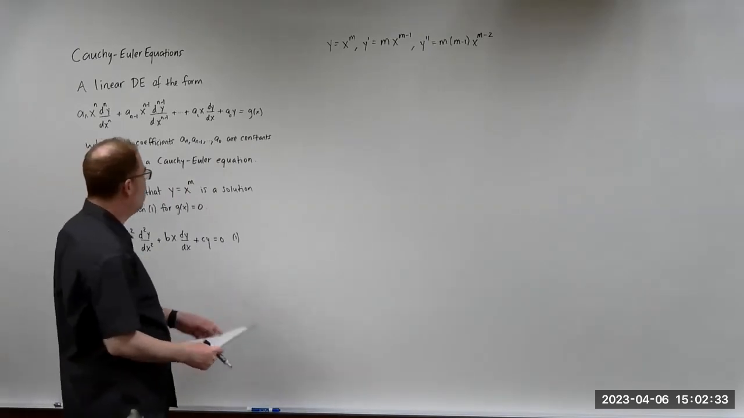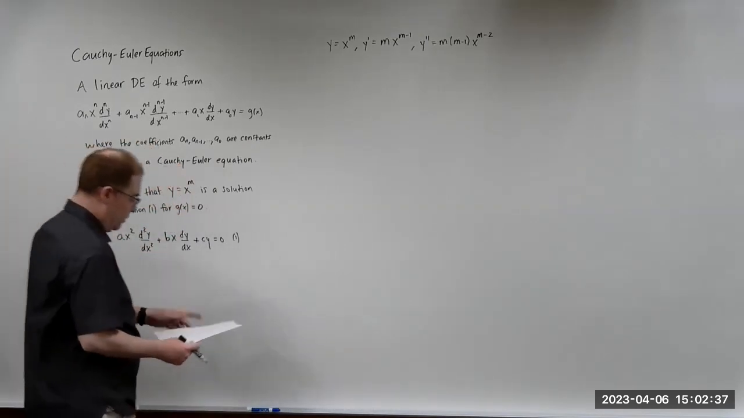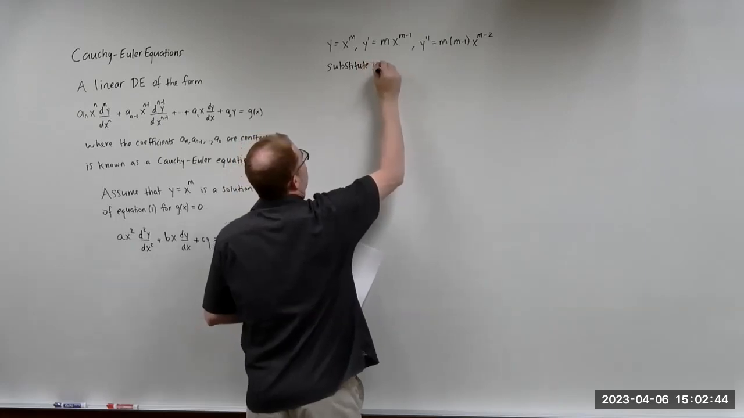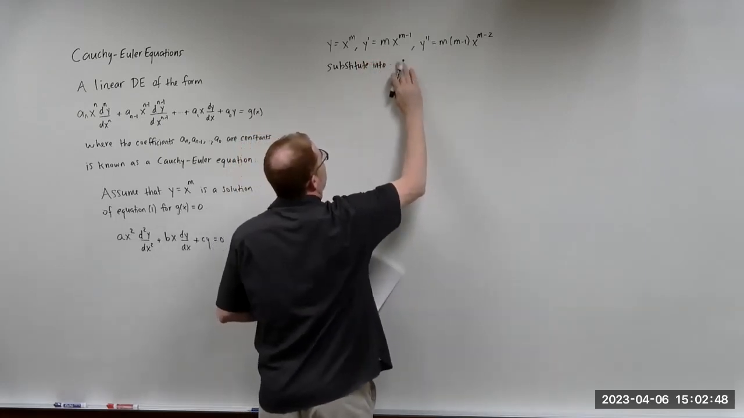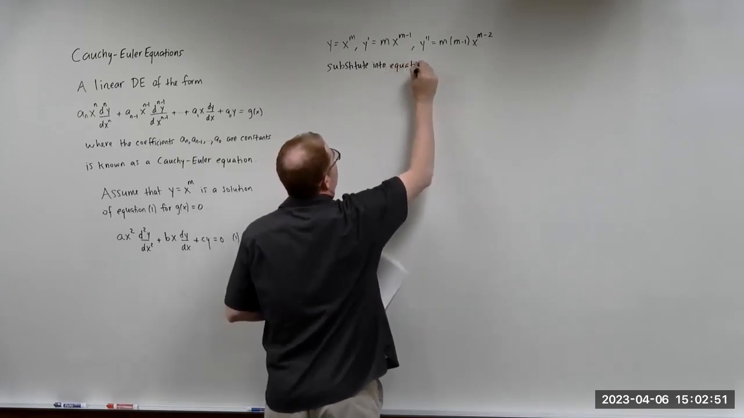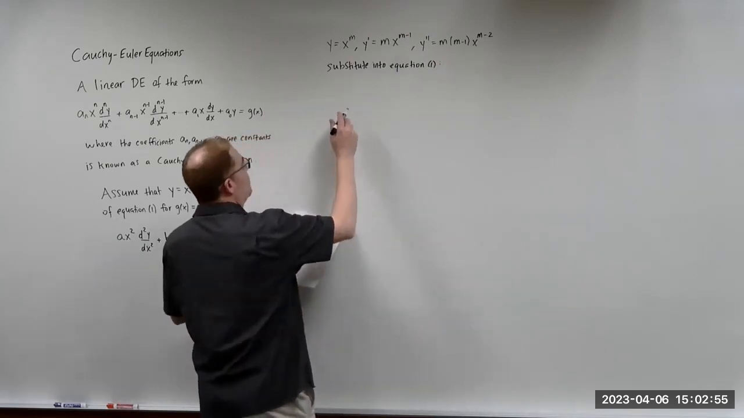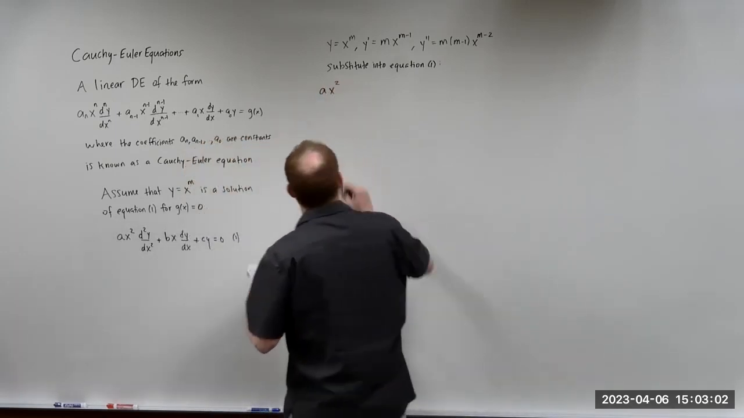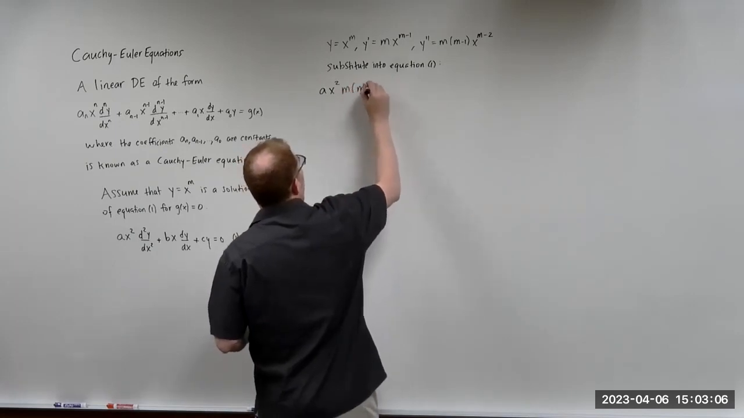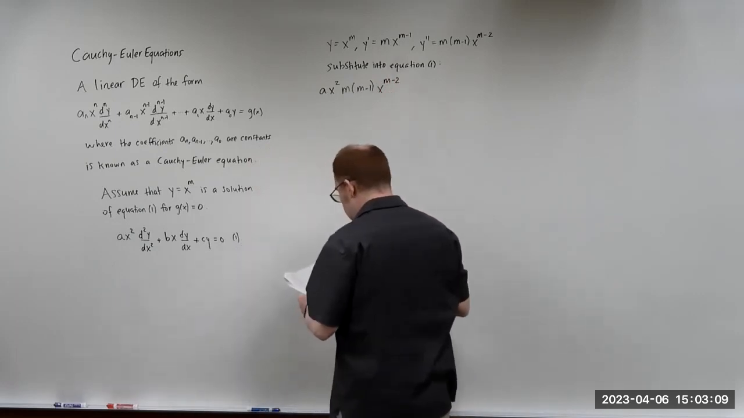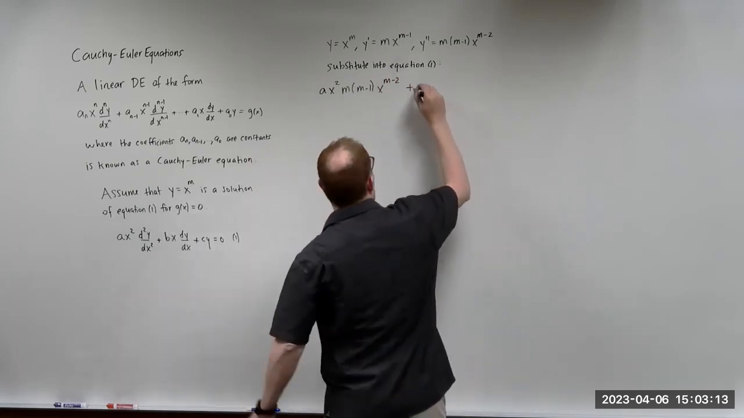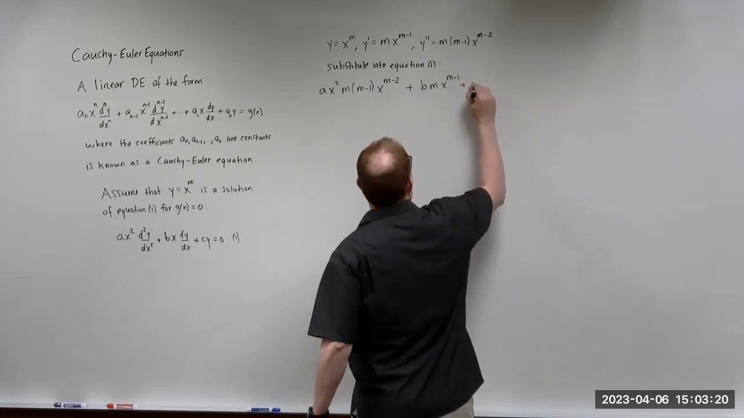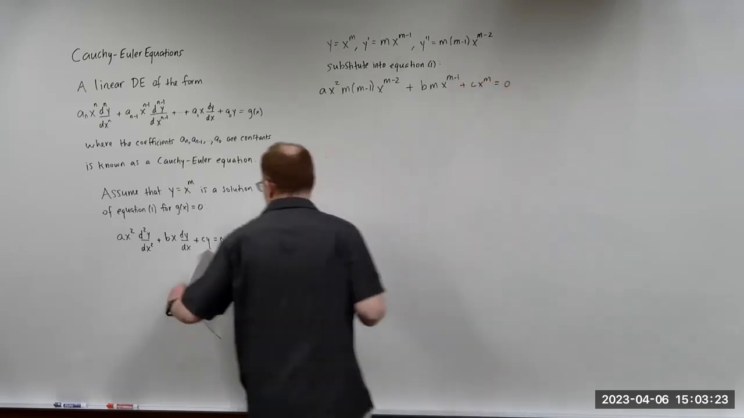So now we're going to substitute those into here. All right, so let's do that. We're going to get a times x squared times m times m minus 1 times x to the power m minus 2 plus b times x times m times x to the m minus 1 plus c times x to the m equals 0.